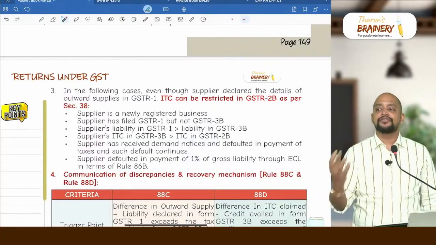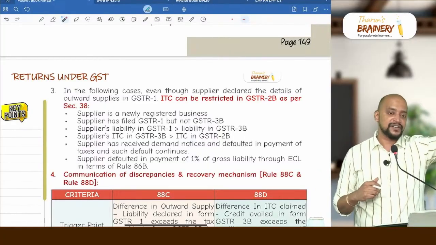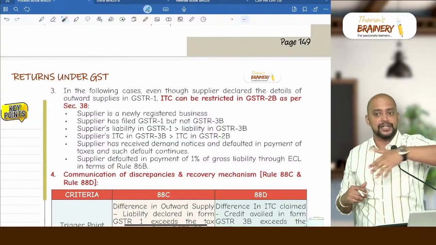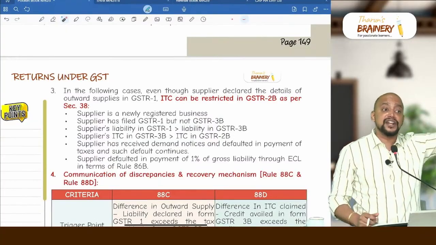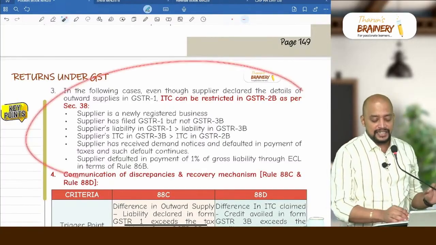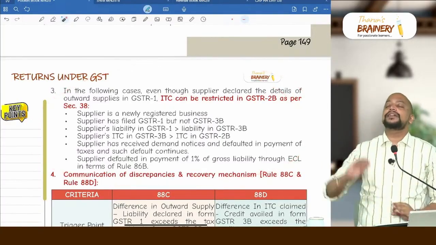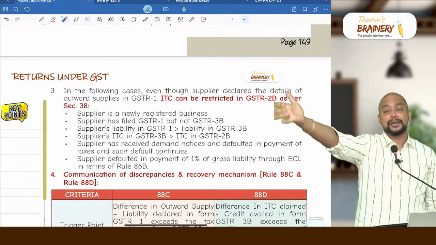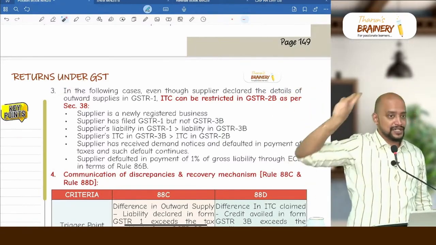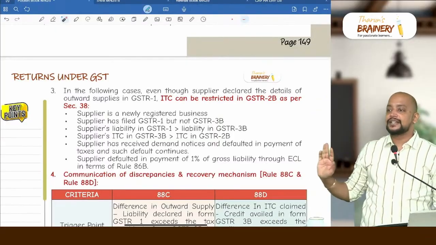Whenever you are buying from that newly registered person, even though he has filed GSTR 1, it will be coming in your 2B under ITC not available. And thereafter, whenever he regularizes his return, it will go to ITC available. So this is actually a temporary exercise. Right now it is under ITC not available, but at a later point of time it will be moved to ITC available. So therefore it comes in your ITC not available.